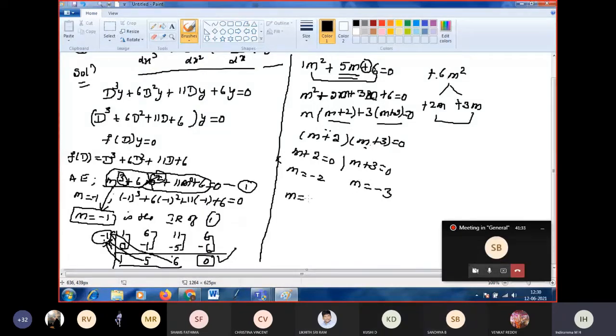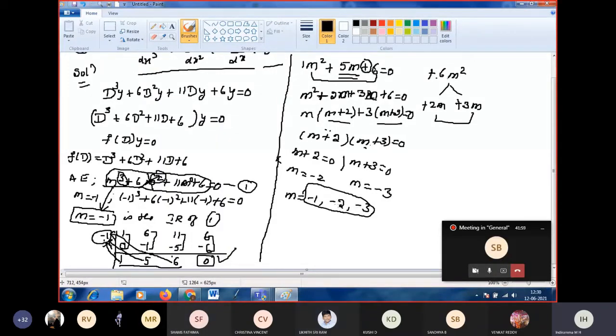What is the first root? Minus 1. Minus 2. Minus 3. We should get 3 roots because we consider a third order differential equation. Next we have to discuss the nature of the roots. So are the roots real? Real and distinct.